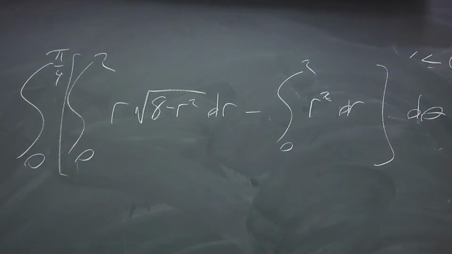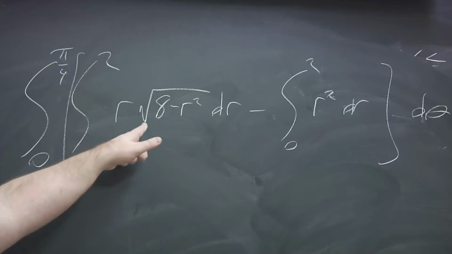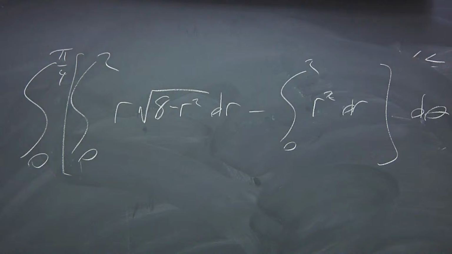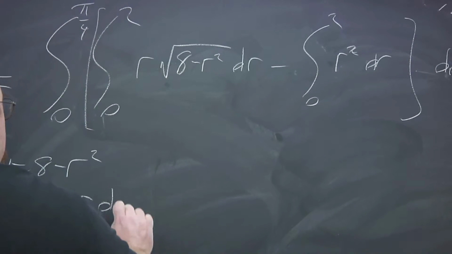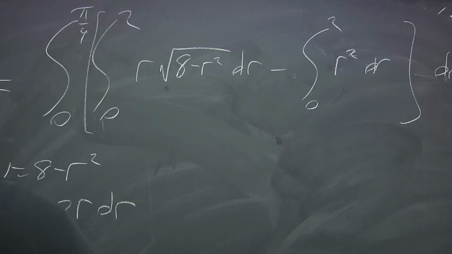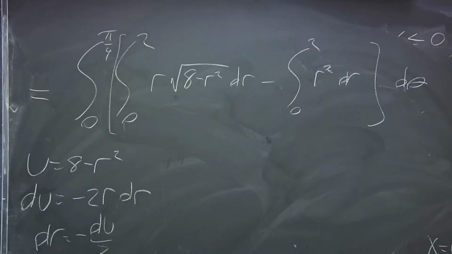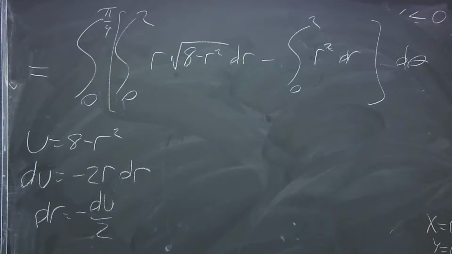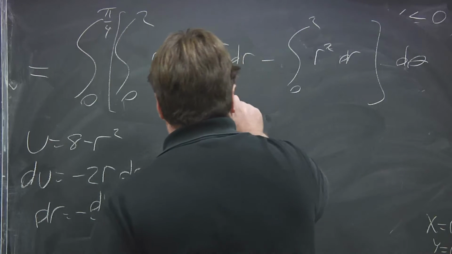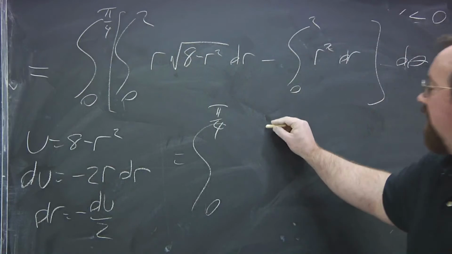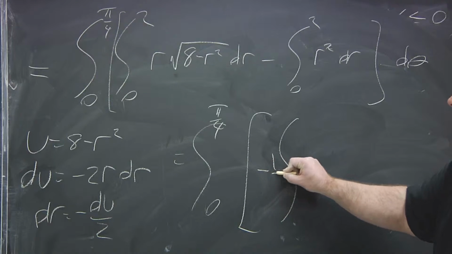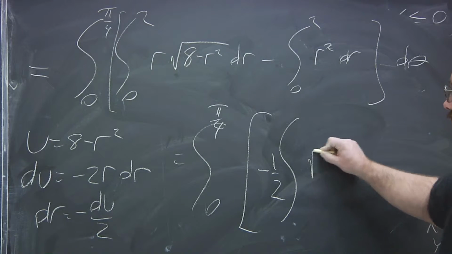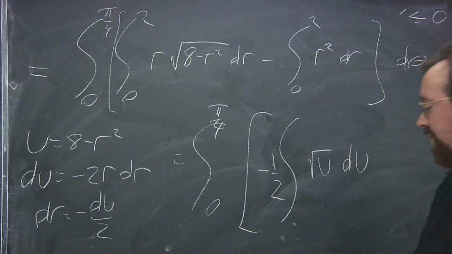We could do these separately because you would use a different approach for each one. How are you going to do that one? Substitution. What's the substitution? u equals 8 minus r squared. Yeah, u is 8 minus r squared. So then du is minus 2r dr. So dr is minus du over 2. So now we're going to get an integral of minus 1/2 square root of u du.